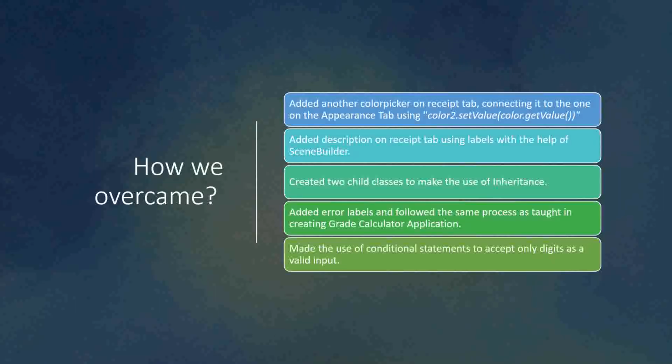To fix the color issue on the receipt tab, we just added another color picker through the scene builder and connected it to the initial one used through color2.setValue, which takes color.getValue. For the description part, we used the scene builder where we added the labels and wrote the inputs taken for the description of the car. The lecture recordings for the inheritance helped us in figuring out the connection between the parent and the child classes. To display the labels, we referred to the Great Calculator Coding Challenge and did the same process, which worked for us with zero errors. And at last, we modified the condition to show the accurate value of the horsepower given, which was valid as well.